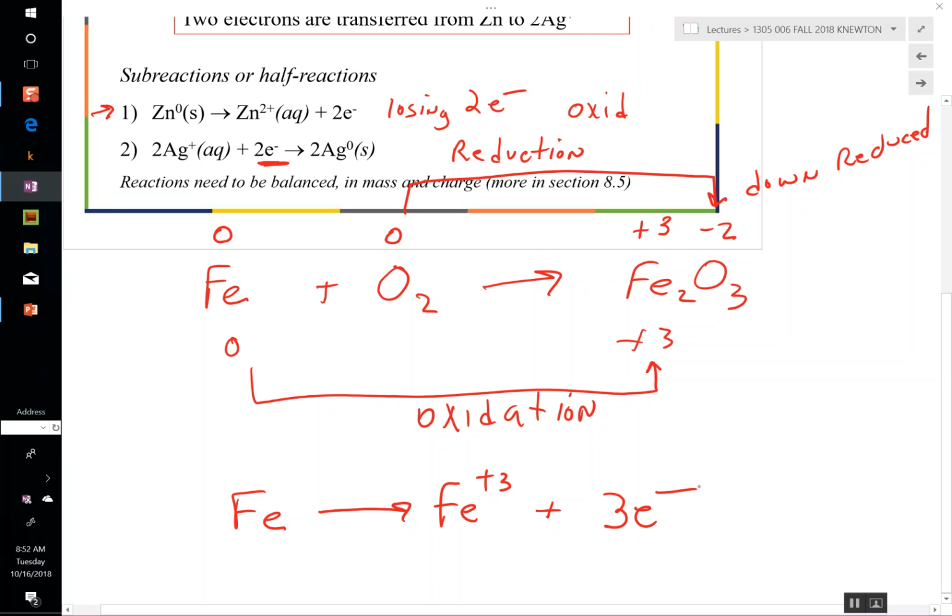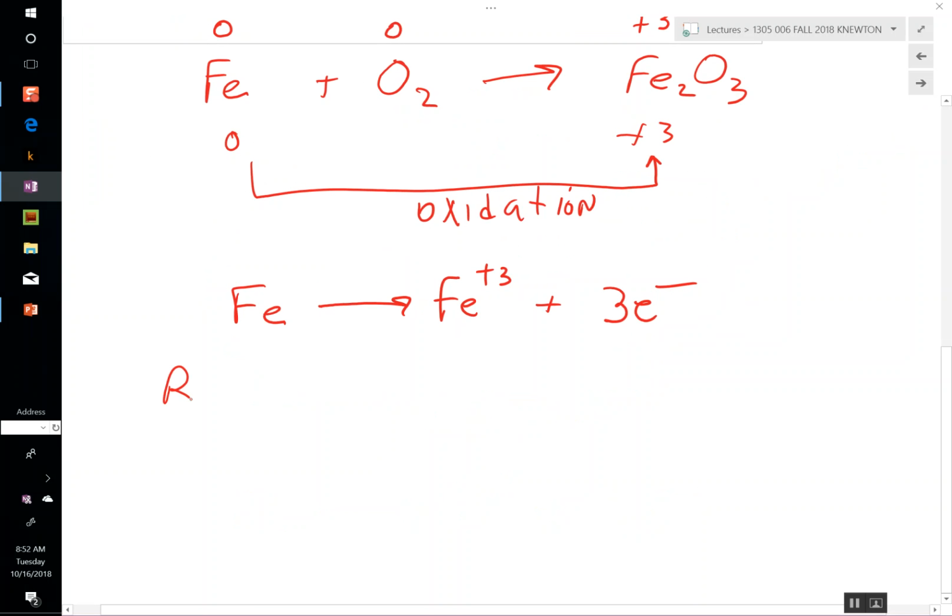And 2 irons did this. This isn't balanced. We'd have to go ahead and balance it and all that sort of thing. So oxidation, or reaction with oxygen, is oxidation. So reactions with oxygen is oxidation.